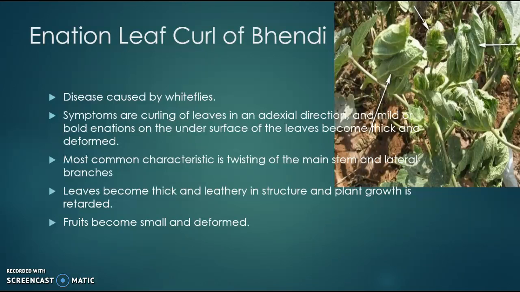Leaf curl. This disease is caused by whiteflies. Symptoms are curling of leaves, and mild or bold indentations on the undersurface of the leaves become thick and deformed. The most common characteristic is twisting of the main stem and lateral branches. Leaves become thick and leathery in structure and plant growth is retarded. Fruits become small and deformed.